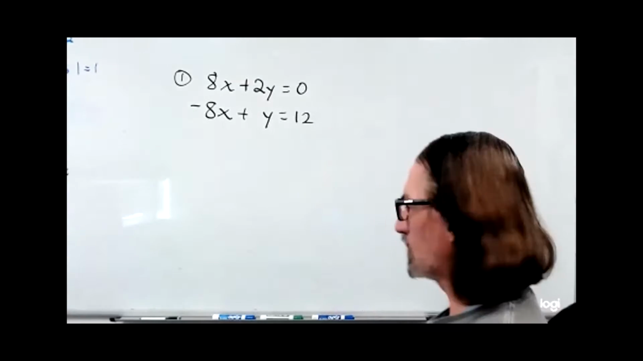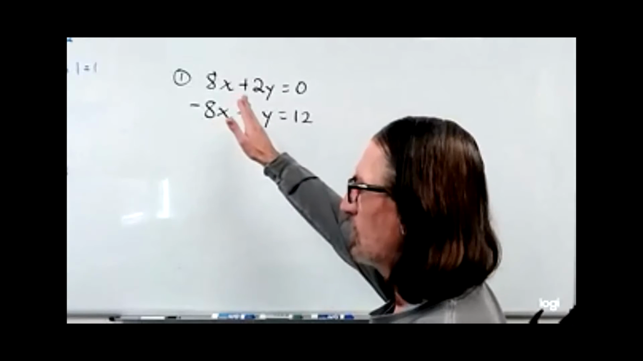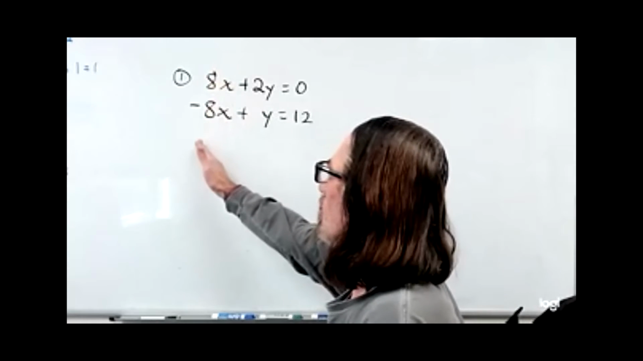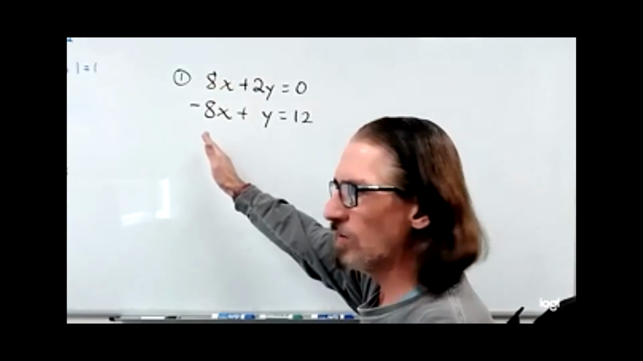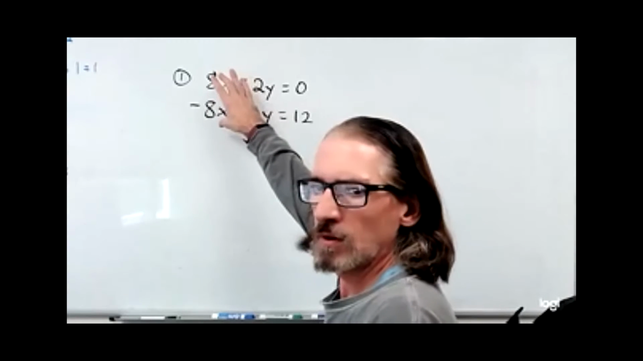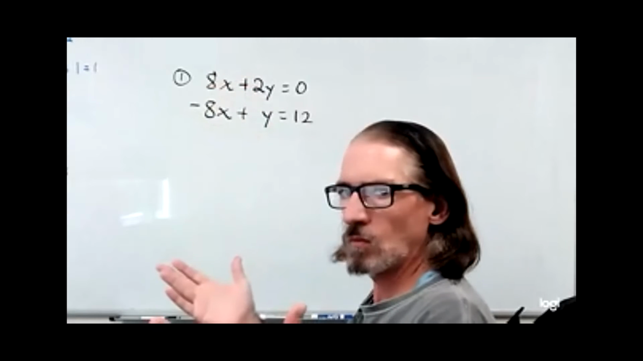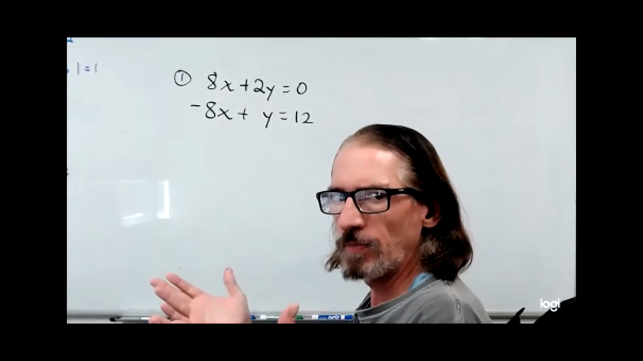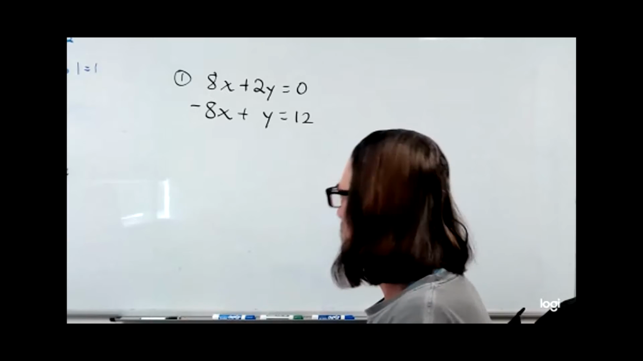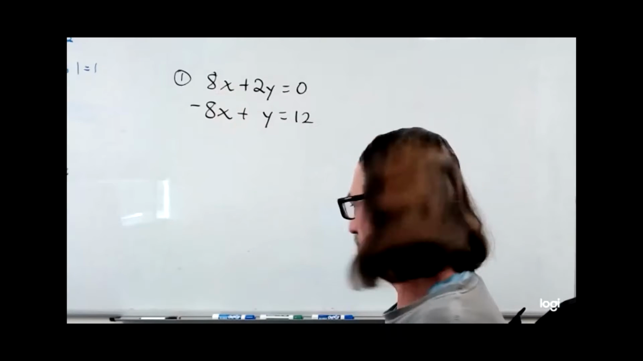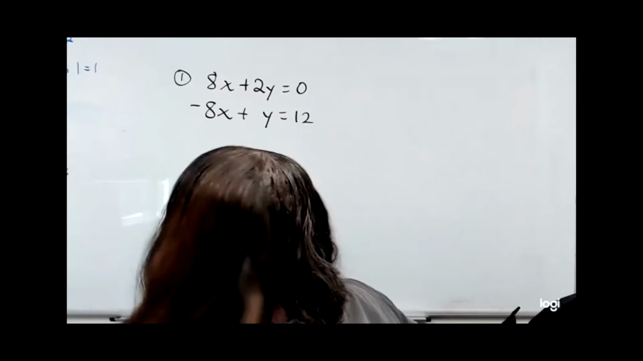Here's our first system to solve. In this case, they are both already in standard form, and we have the coefficient of x. We have opposite signs there, 8 and negative 8. So if we combine those like terms along a column, we're going to get cancellation.